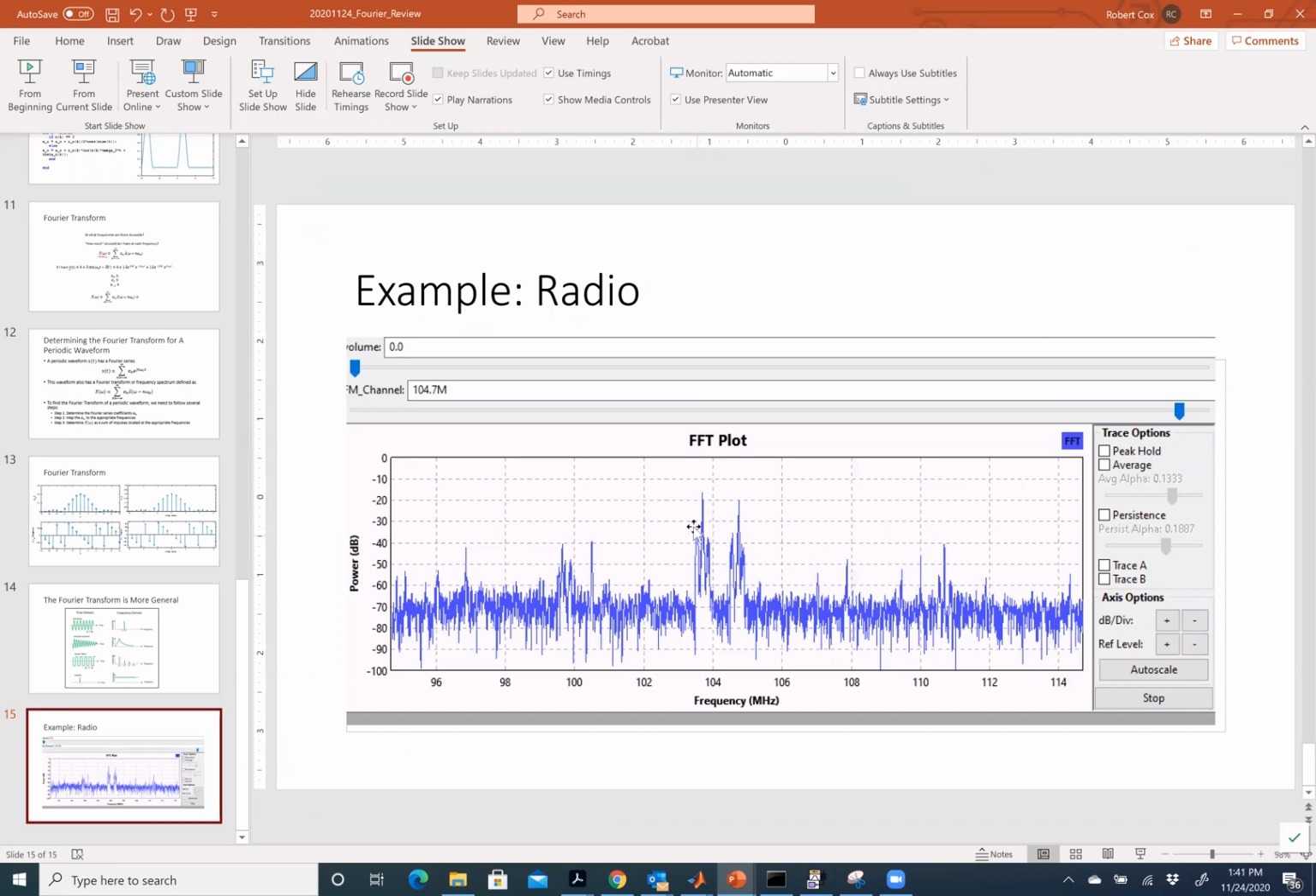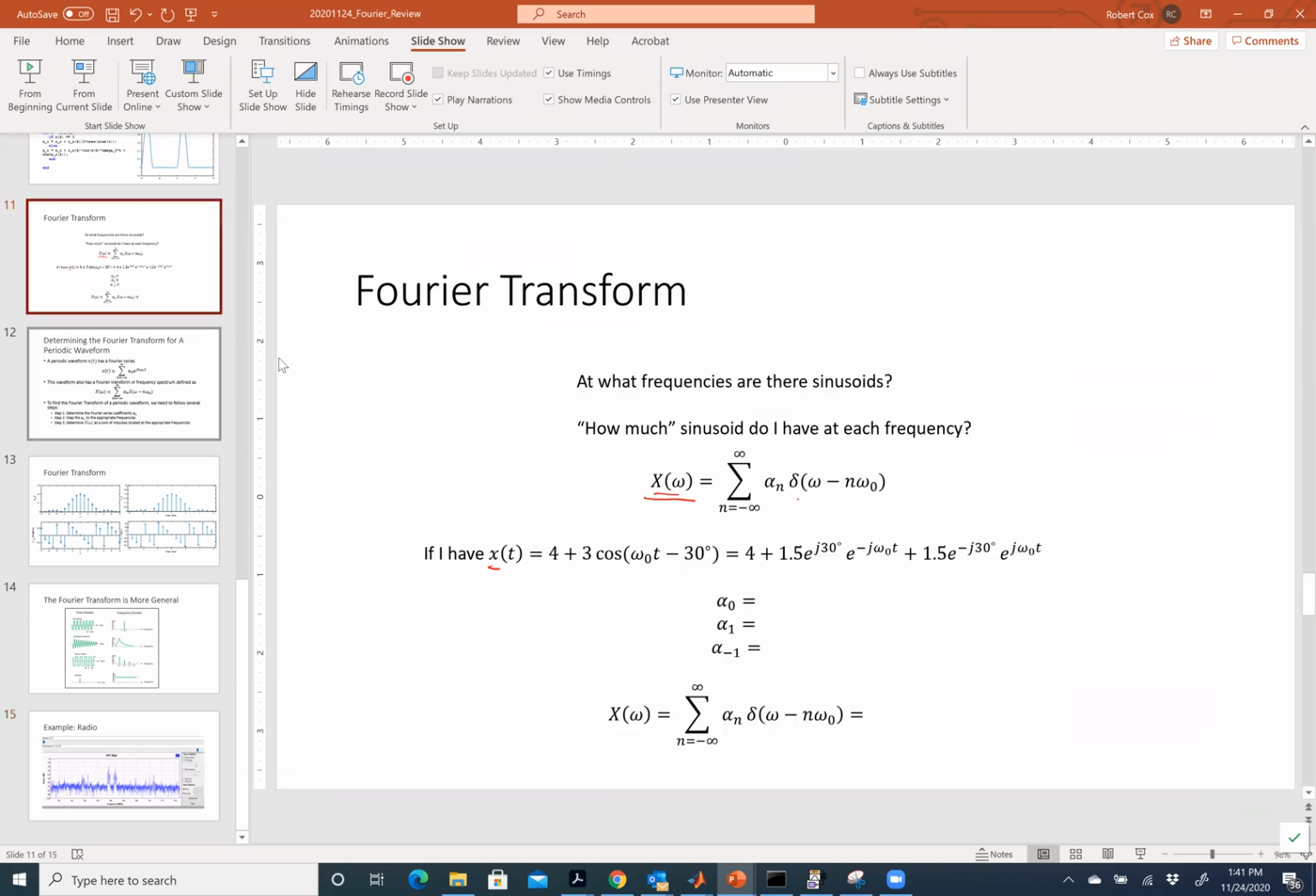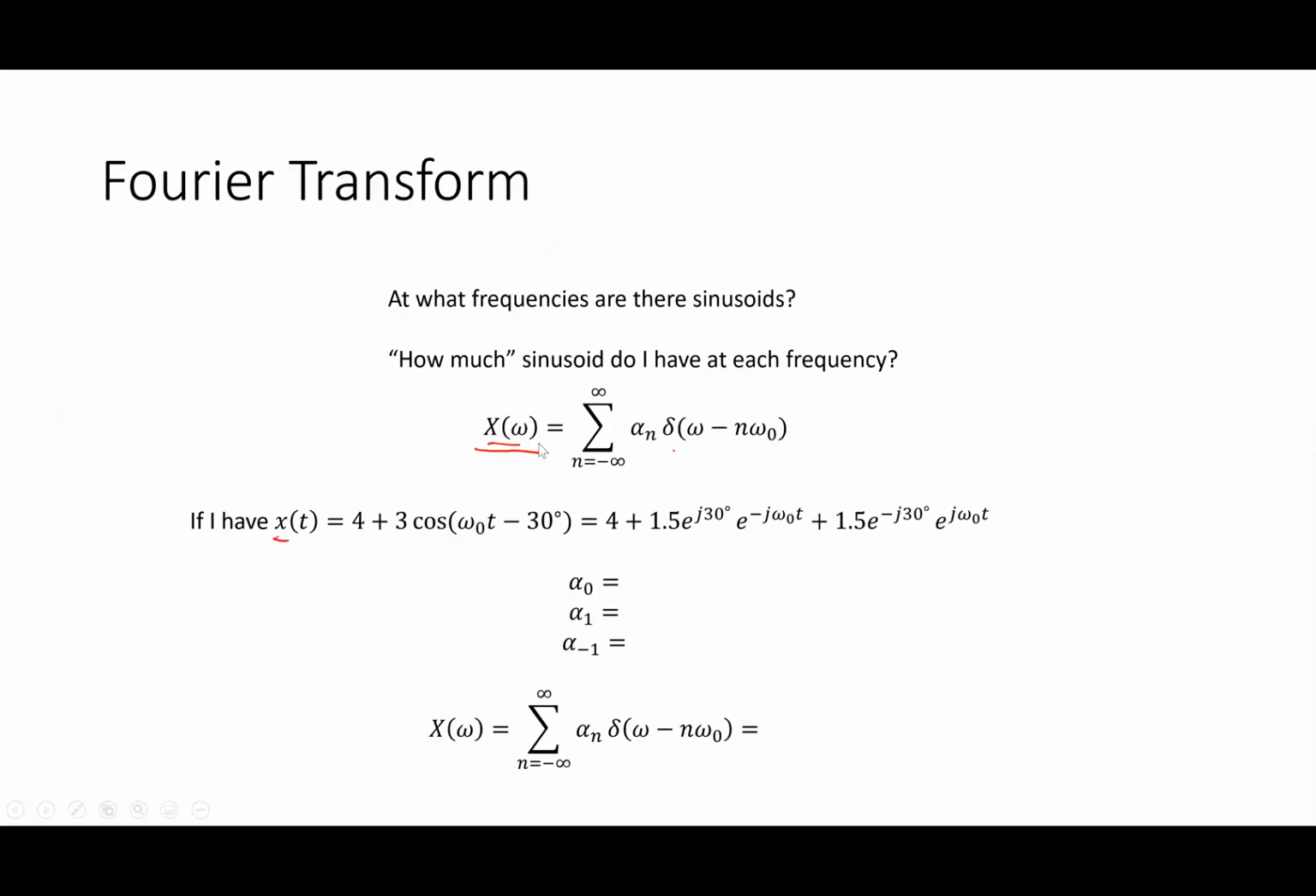So this idea of a Fourier transform is really to tell me where I have signals that are coming in. It gives me a nice, easy way to see that. Now, if I have periodic waveforms, then everything is closely related to the Fourier series. So if I have something like 4 plus 3 cosine omega naught t minus 30 degrees, I broke that down using Euler's identity. If I have 1 cosine at omega naught, that means I have 1 vector moving in the positive direction at the same rate and 1 vector moving in the negative direction at the same rate.